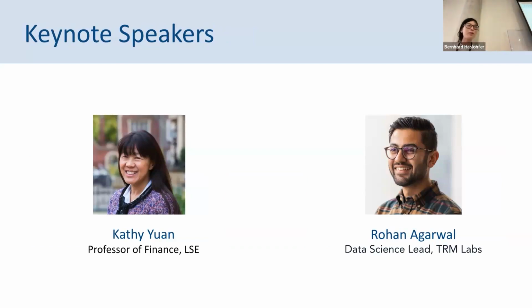So we have the great pleasure to have two keynote speakers for this conference. The first one is Professor Cathy Yuan, who is Professor of Finance at the London School of Economics and Political Science. Professor Yuan received her PhD in economics from the Massachusetts Institute of Technology, MIT. Prior to obtaining her PhD, she also gained some practical insights at companies such as JP Morgan.